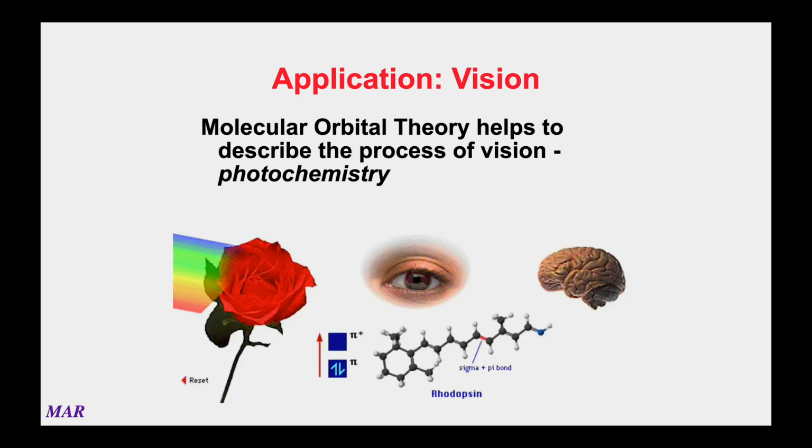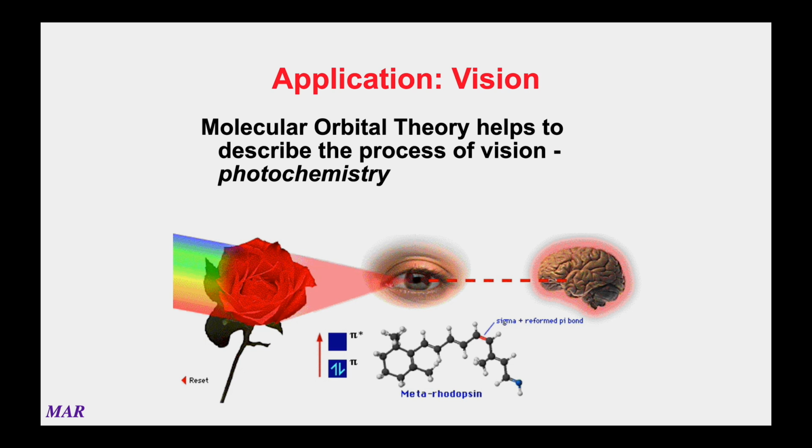When light strikes an object, part of the light is reflected. In the eye, electrons in rhodopsin move from a pi bonding orbital to a pi anti-bonding orbital. One of the molecule's double bonds turns into a single bond, allowing rotation. The double bond then reforms, and the molecule locks into a new shape. The change in shape triggers a nerve impulse, and we perceive light. This is a really cool use of molecular orbital theory, and it helps us to understand the process of seeing red.